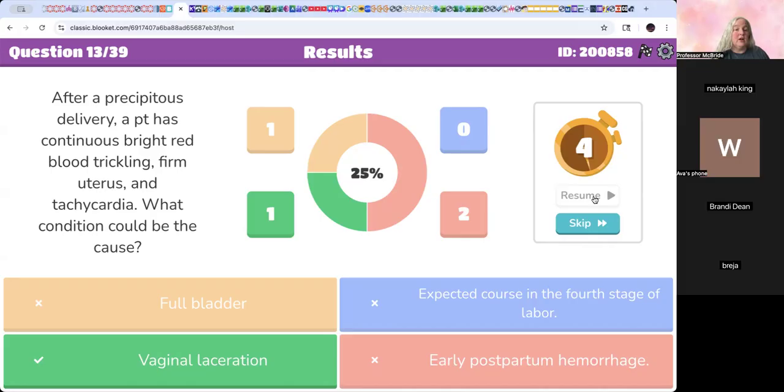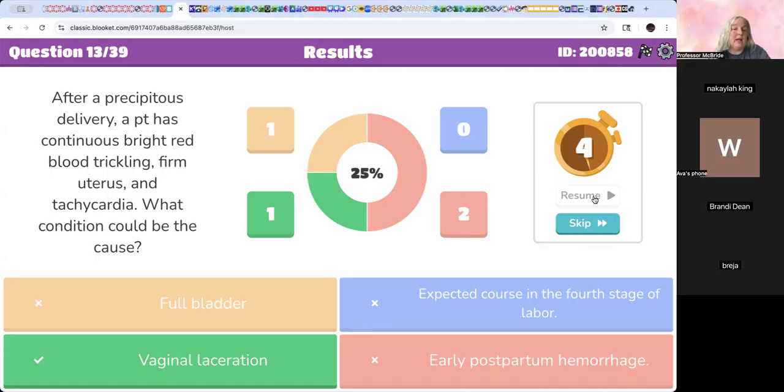So let's say she just had a precipitous birth. We go to check on her and she's tachycardic and hypotensive. Honestly, the first thing I'm going to want to do is check her fundus, because the number one thing is going to be uterine atony. According to the story, her fundus was firm. So we massage the fundus. It's firm. She's tachycardic, with a firm fundus.